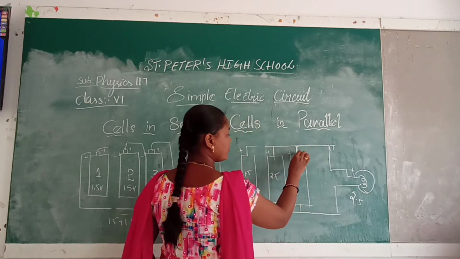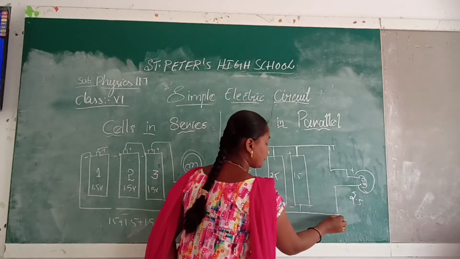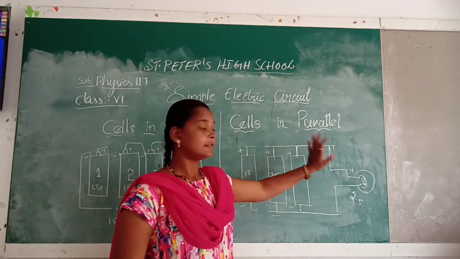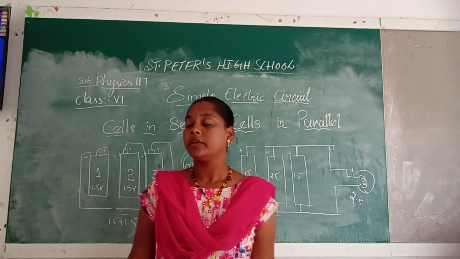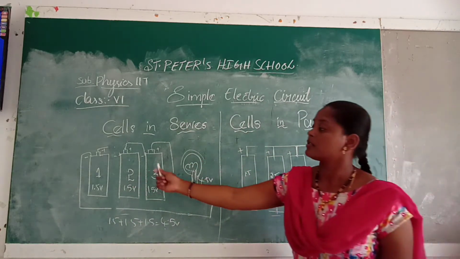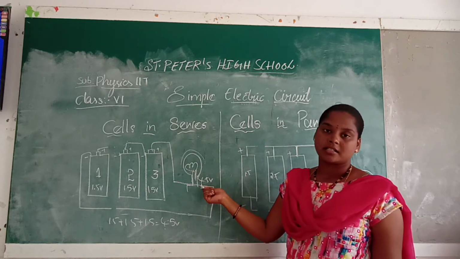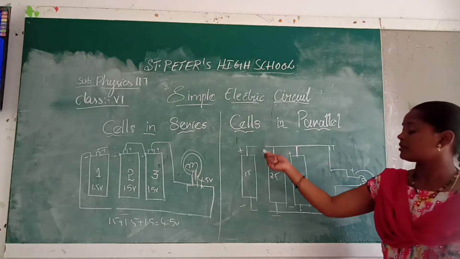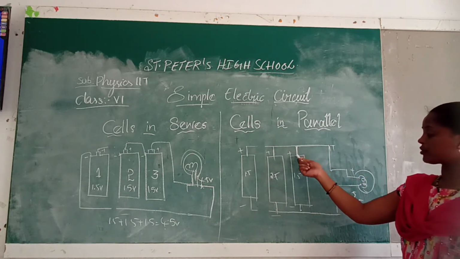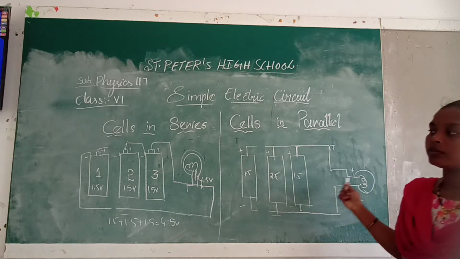It is getting positive from the first, third and second, so no problem. And then it is getting the negative terminal from the third as well as the second. So it is getting the negative terminal as well as the positive terminal, and the bulb starts glowing. Whereas in cells in series, if one circuit is opened, the bulb does not get any electricity. Whereas in cells in parallel, if one circuit is opened, the remaining circuit will be closed. It is getting positive and negative, so it will be glowing.